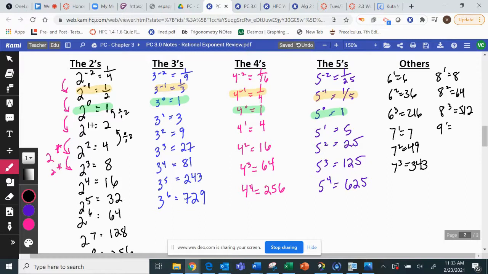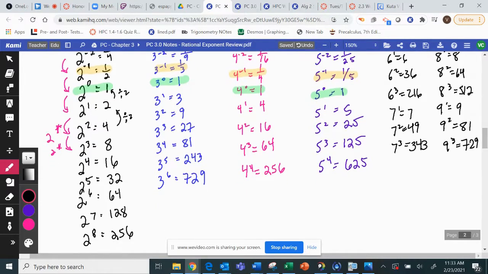9 to the first, 9 squared, 9 cubed is 729. And some of these numbers, I don't know if you noticed, some of these numbers come up again. Like when we did the 2's, 2 to the 4th right here was exactly the same as 4 squared. And 2 to the 8th was exactly the same as 4 to the 4th. Because 4 is a power of 2.